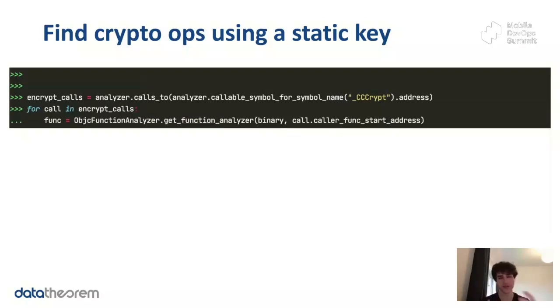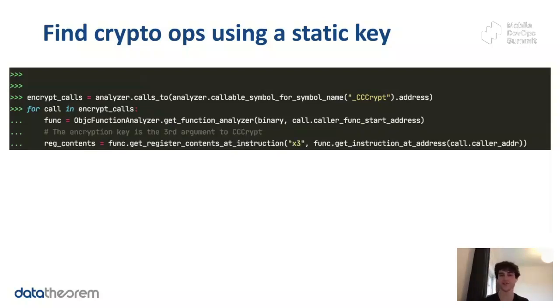We're going to iterate over each of those. What we want to do is analyze the method implementation where that CCCrypt call is used, because we need to look at the context. We need to look at what the argument to CCCrypt is going to be. So we use this Strongarm API, Objective-C function analyzer, get function analyzer. We give it a start address for the function. Once we have a reference to the function, we're able to inspect the x3 register where the static key is going to be passed. It's the fourth argument to CCCrypt, therefore it's going to be stored in x3, because arguments go x0, x1, x2, x3.